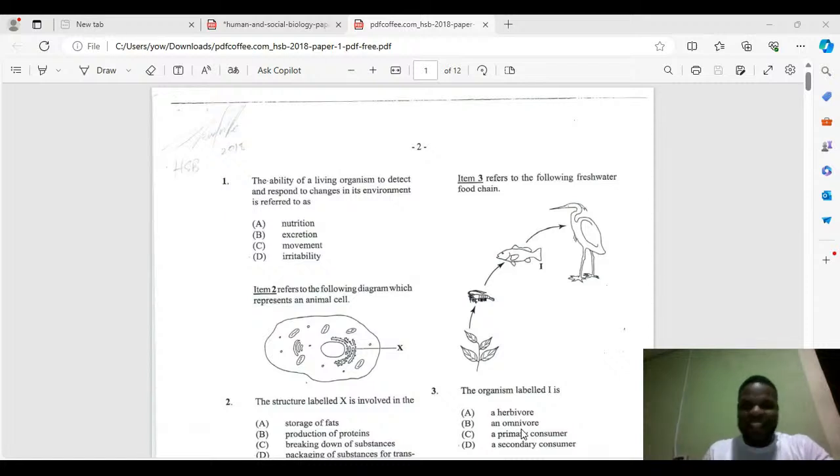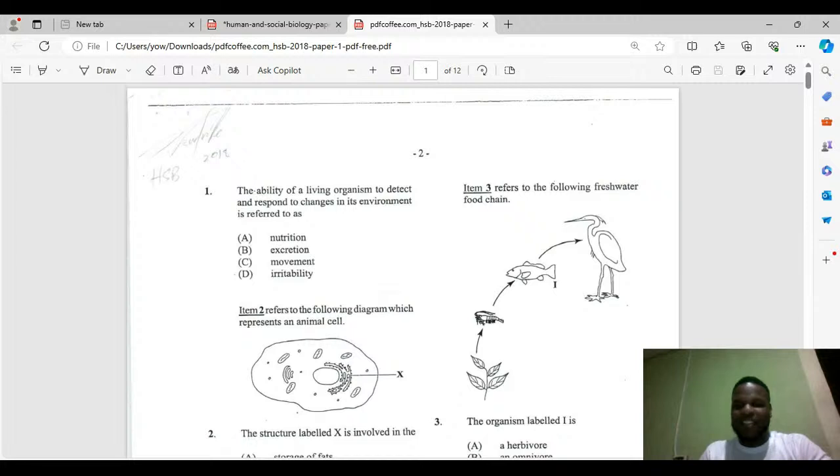So the ability of an organism to detect and respond to changes in the environment. What is that, guys? I'm seeing a lot of D's. Well, if the people are gone, they get chopped, they can't watch it back. Yeah, man, D, irritability, indeed, is correct. Moving on.